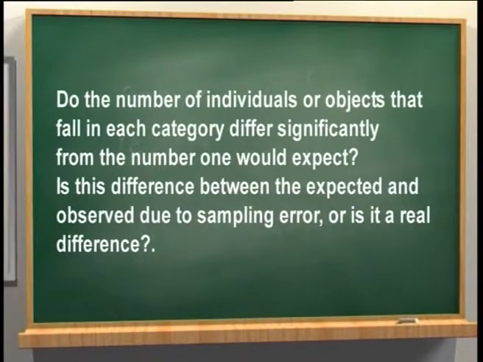Technically, it can be used to determine whether there is a significant difference between the expected frequencies and the observed ones in one or more categories. That is, do the number of individuals or objects that fall in each category differ significantly from the number one would expect? Is this difference between the expected and observed due to sampling error, or is it a real difference?